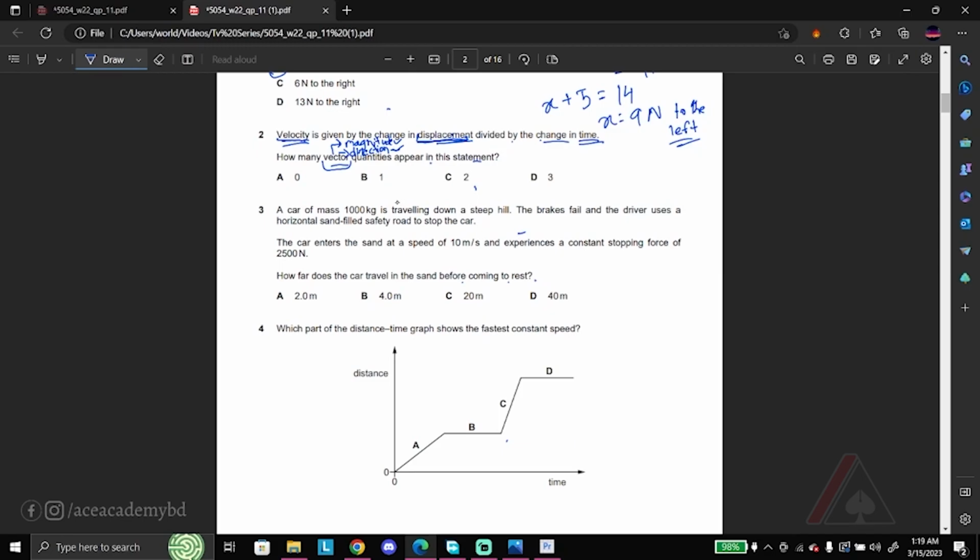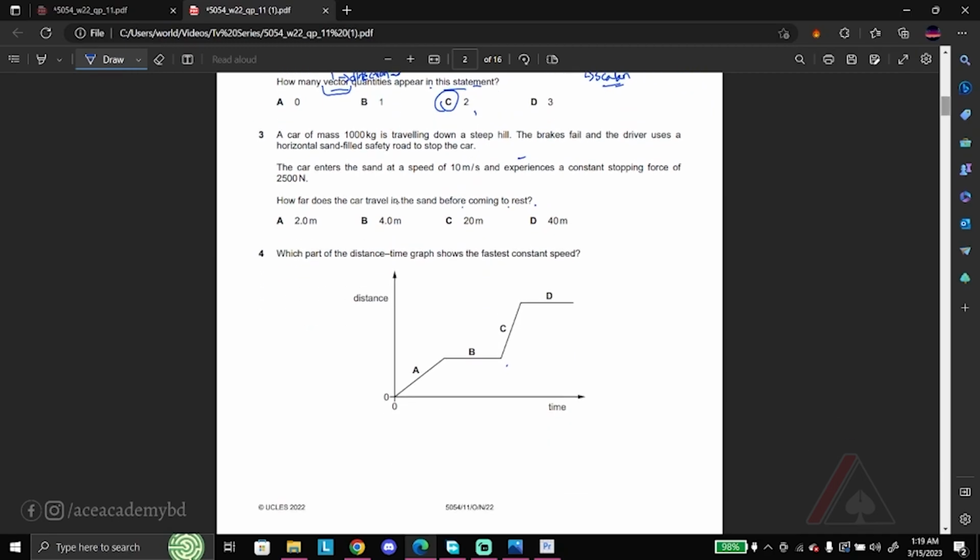And velocity itself is change in displacement, so this is a vector quantity. Displacement itself is a vector quantity. And time doesn't show any direction. It only shows magnitude, so this is a scalar quantity. So only two vector quantities appear in the statement, which are velocity and displacement. So C will be the correct answer. Let's move on to the next question, number 3.